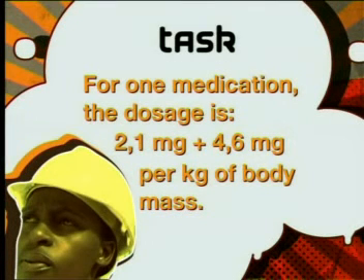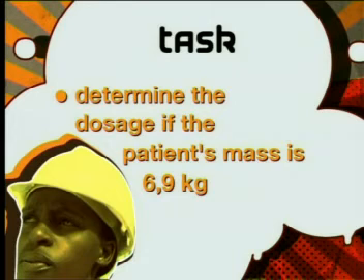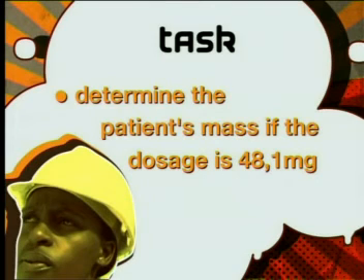This is the dosage for any patient older than 1 month. For one medication, the dosage is 2,1 milligrams plus 4,6 milligrams per kilogram of body mass. Firstly, define the variables and use function notation to describe this. Determine the dosage if the patient's mass is 6,9 kilograms. And lastly, determine the patient's mass if the dosage is 48,1 milligrams.